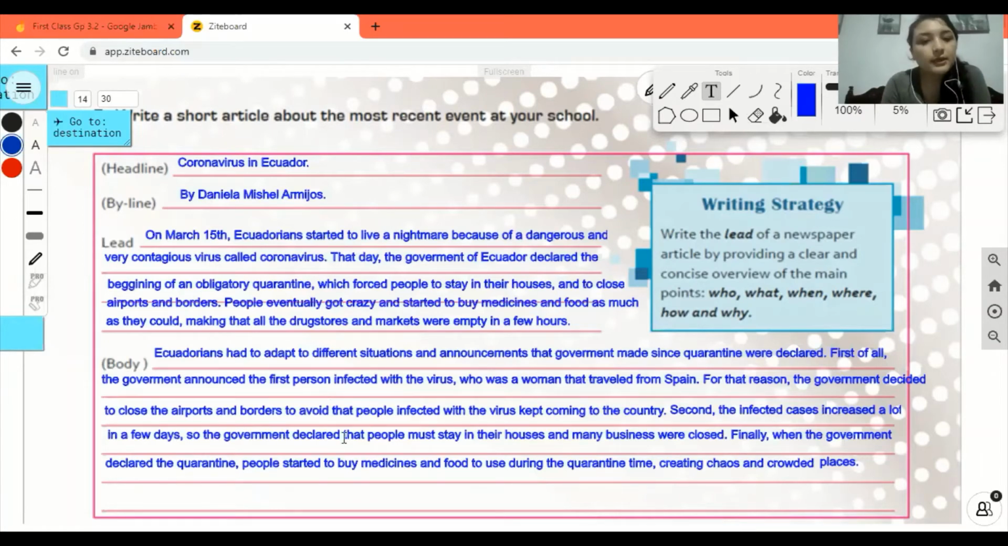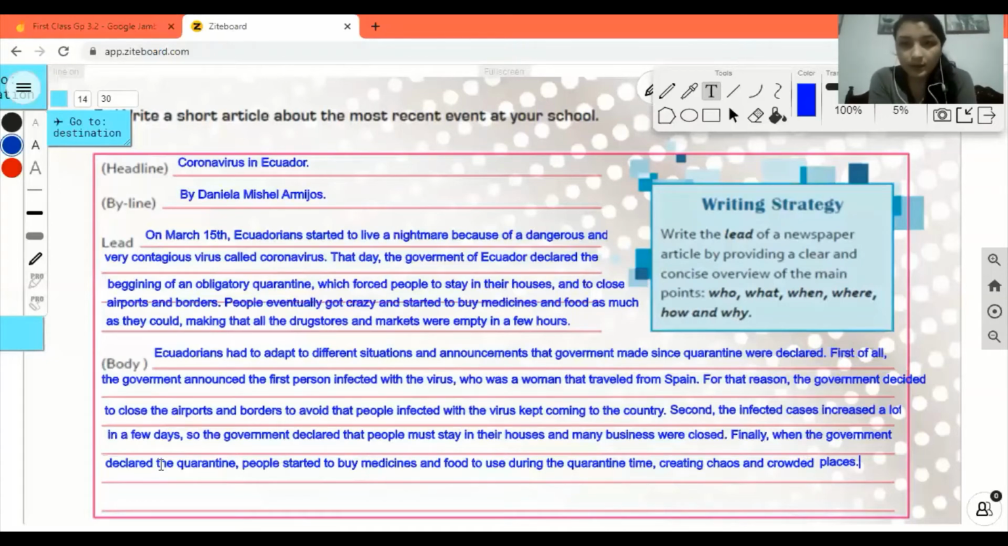So the government declared that people must stay in their houses and many businesses were closed. Finally, when the government declared quarantine, people started to buy medicines and food to use during the quarantine time, creating chaos in crowded places. As you can see, we have the idea and we have the explanation about what was the result of that problem. So everything is clear until here.